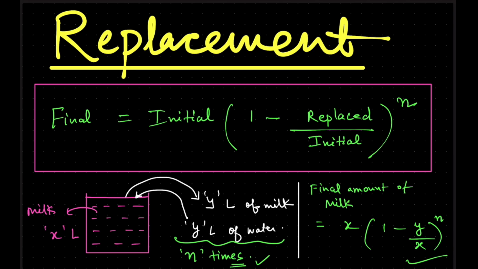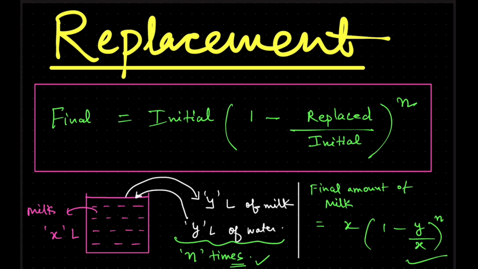You can't do these questions manually as it takes a lot of time, so we need a formula for this. This is the formula that I need you to recall. Final amount is equal to initial amount, and in bracket 1 minus replaced amount divided by initial amount, to the power of n, where n is the number of operations.